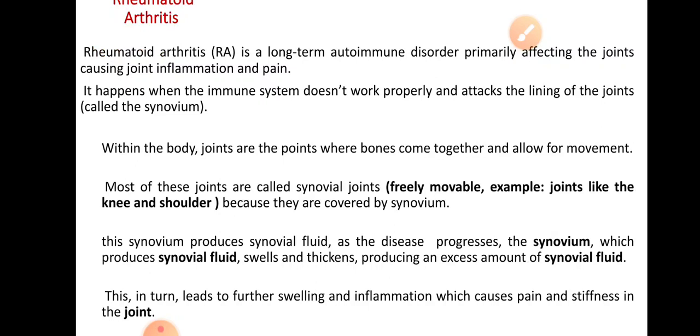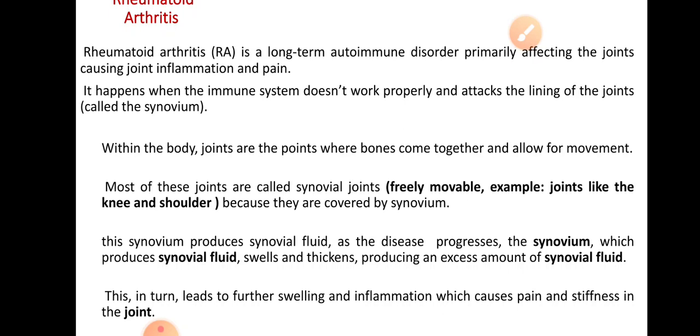Next, coming to the definition here, rheumatoid arthritis is a long-term autoimmune disorder primarily affecting the joints, causing joint inflammation and pain. It happens when the immune system doesn't work properly and attacks the lining of the joints called synovium.